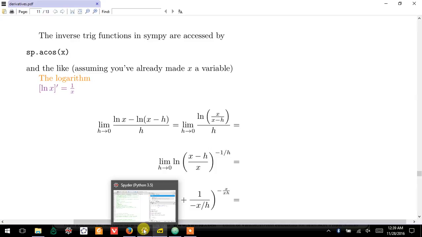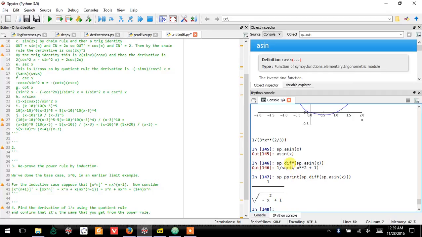So one further thing to note is how you would get the inverse trig functions out of SymPy. And they are just sp dot asin, that gets you arc sine, right? Inverse sine. And SymPy can even demonstrate to you what is the derivative of arc sine. So it is 1 over square root.